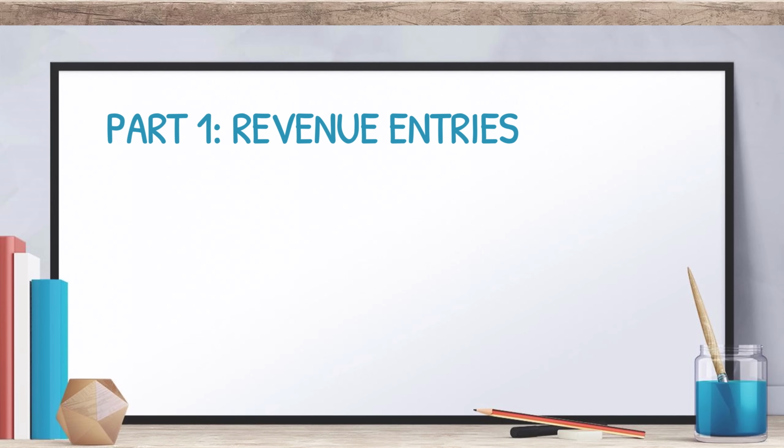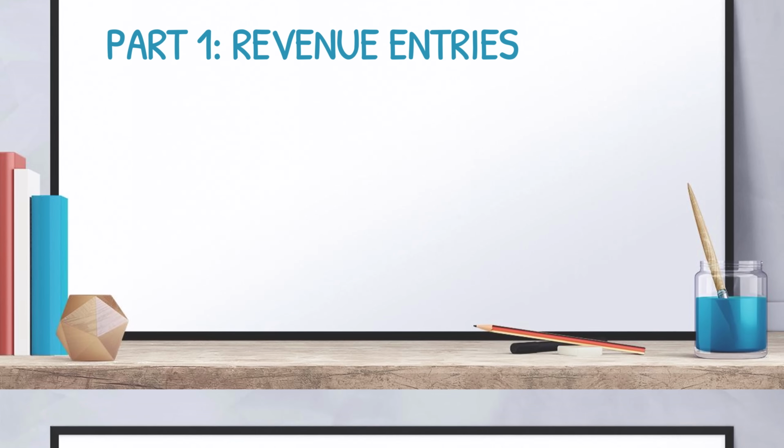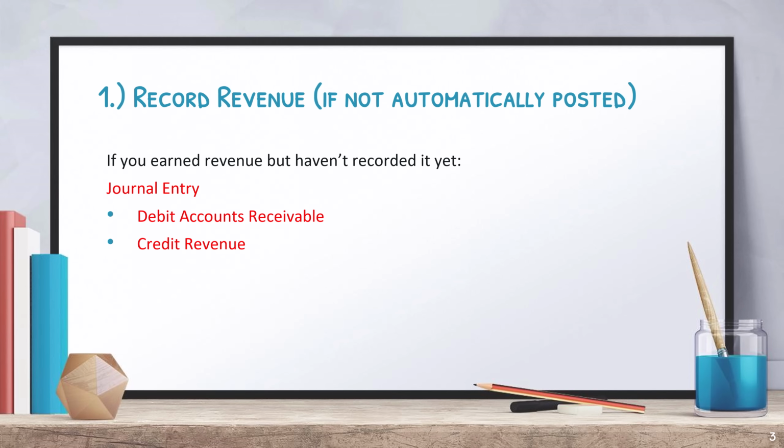Let's get started. Part 1, Revenue Entries. 1. Record Revenue. If you earned revenue but haven't recorded it yet, book this entry. The logic is we did the work, we haven't been paid yet, but we earned it, so we record it.